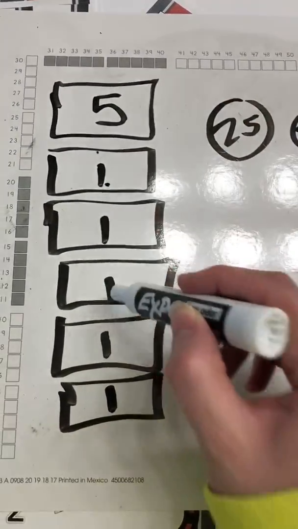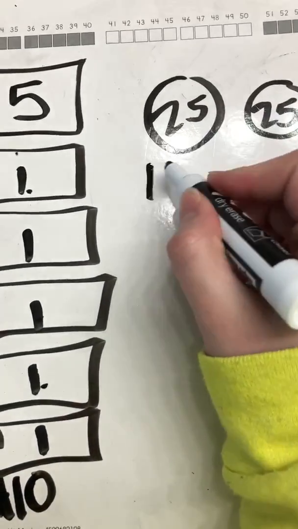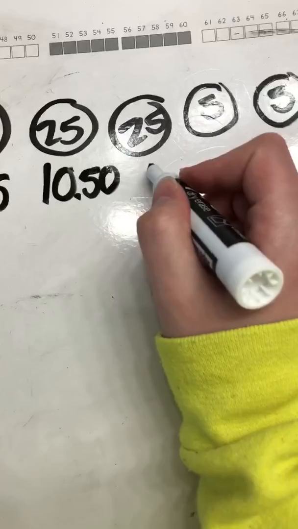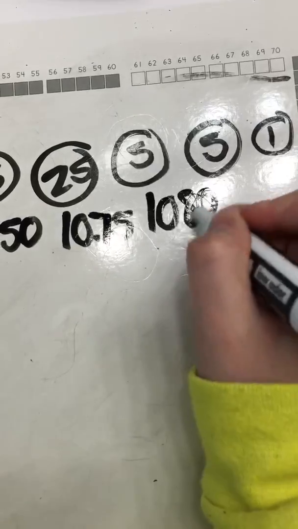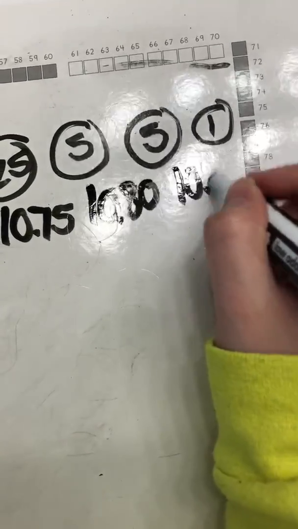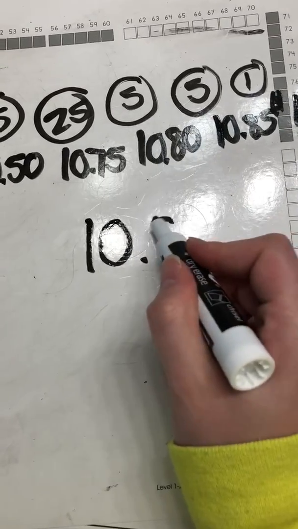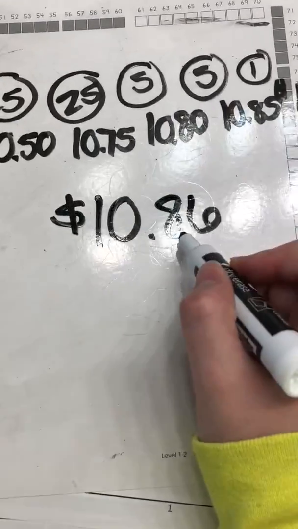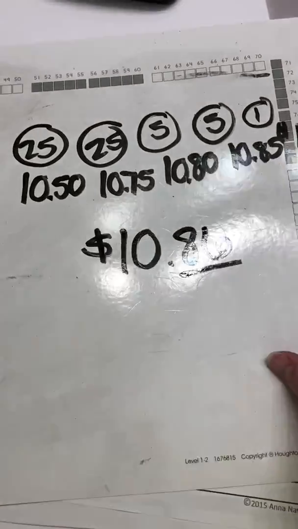Now I'm going to count it up. 5, 6, 7, 8, 9, $10. Okay. 10.25. Now I have 10.50, 10.75, plus 5 would be 10.80, 10.85, plus 1 more would be $10.86. How would you write that? $10.86. I know we haven't been counting that high, but remember, there's only 2 numbers that go after for the cents. Okay, because once you reach 100, you have another dollar.